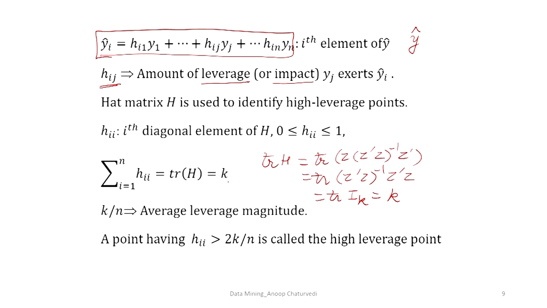Also notice that each h_ii lies between 0 and 1. Now, the average leverage magnitude is k by n. n is the total number of observations, and summation of h_ii is equal to k. So, total leverage is k, and then you can say that average leverage is k by n. And suppose there is a point for which h_ii is greater than 2k by n, then it is called a high leverage point. So, using the hat matrix you can observe the high leverage points.